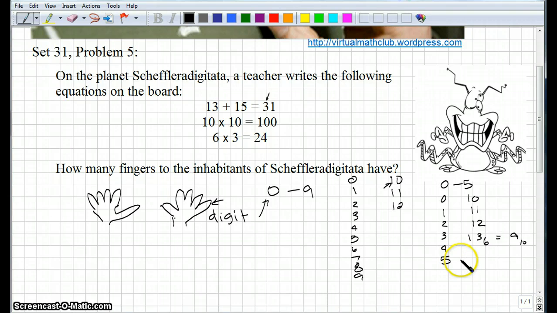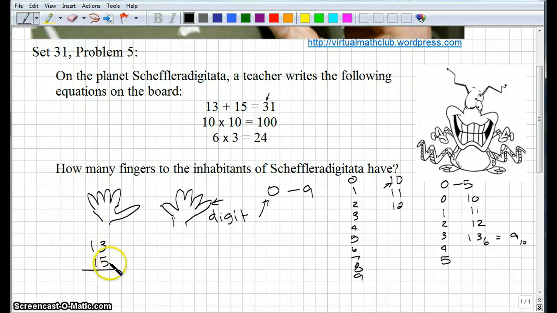Alright, so let's think about what's going on with this first sum. We have 13 plus 15. We're assuming they do everything just like us, except they have a different number of digits. We have 10 digits that start with 0 through 9, and they have some other number of digits. So let's take a look.